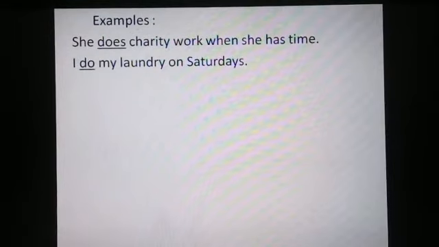I do my laundry on Saturdays. I is the subject. Do, first form of do, here used as main verb. My laundry is object. On Saturday is adverbial. I do my laundry on Saturdays. Here do is the main verb.